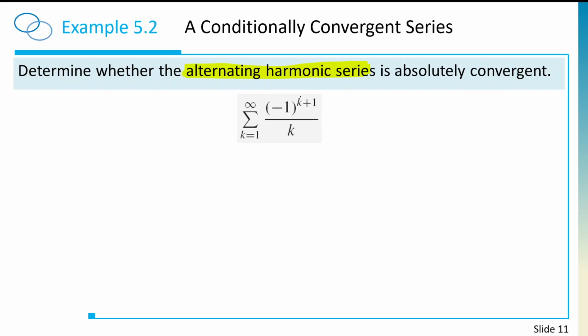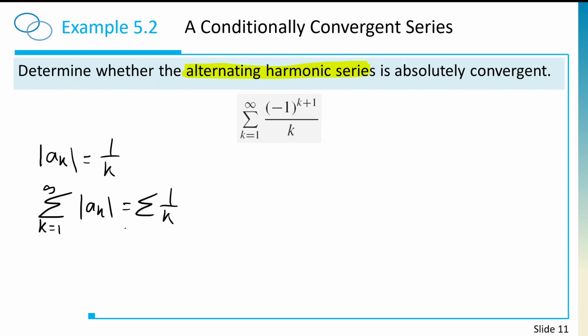I know this one with the absolute value of a_k. This equals what? 1 over k. And so the sum of the absolute value of a_k equals what? Sum of 1 over k. What about this series? We know this one. This is the harmonic series. So with the absolute value, this is the divergent harmonic series. We already did this before. With the absolute value, it's divergent.